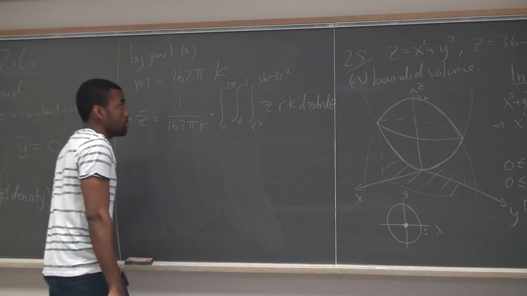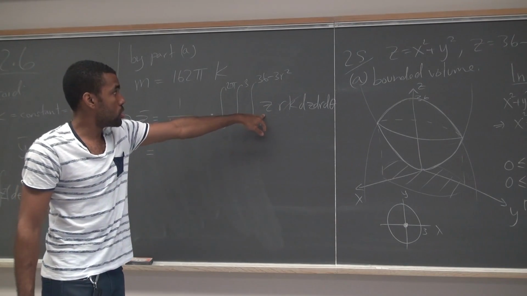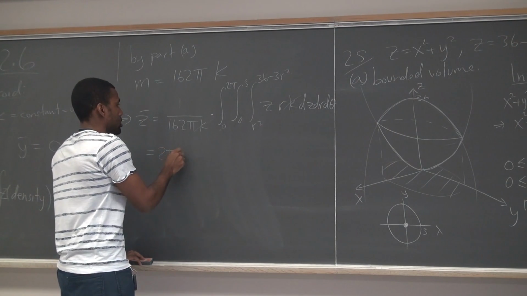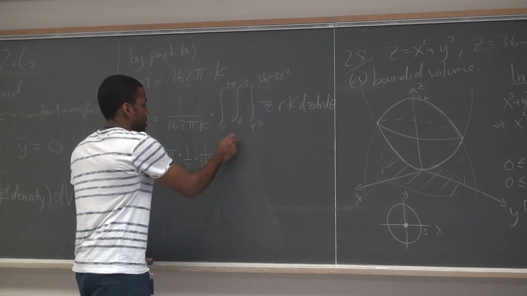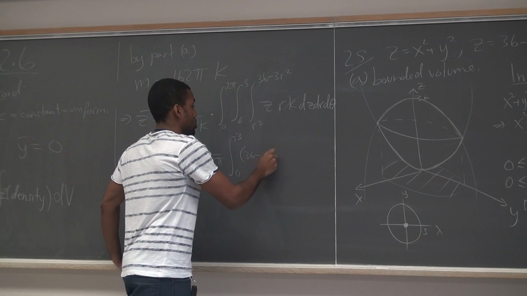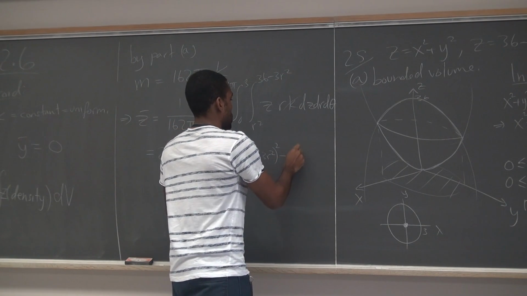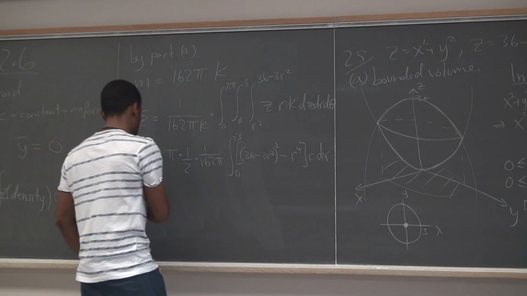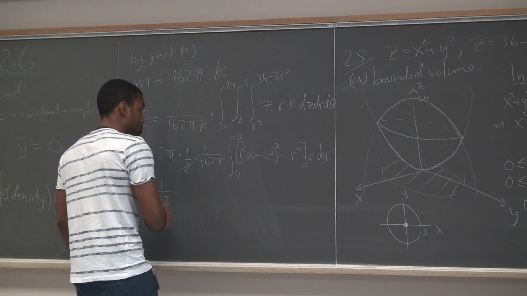So the K's would cancel. In this case, I'm going to have z squared over 2 and I have to plug this in. So I'm going to have 2 pi times 1 over 2 times 1 over 162 pi times the integral from 0 to 3 of 36 minus 3r squared, squared, minus r to the 4th, all times r.